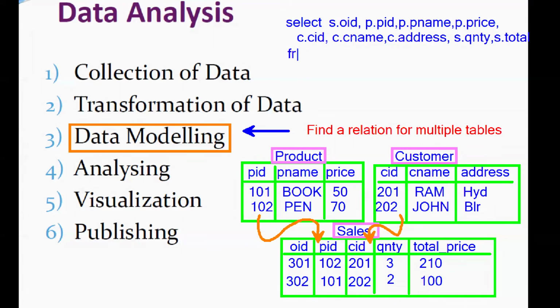They are alias names. For the sales table, the alias name is S. For the product table, the alias name is P. For the customer table, the alias name is C. Alias means duplicate name, right? So S is the alias for sales, P for product, and C for customer. In a sense, I want to gather data from multiple tables at a time.